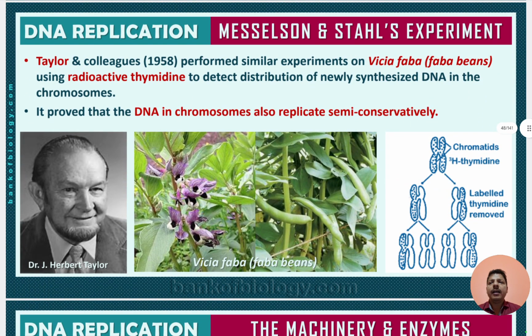Then Taylor and colleagues, in 1958, performed a similar experiment on Vicia faba, fava beans, in plants, using radioactive thymidine to detect the distribution of newly synthesized DNA in the chromosomes. It proved that the DNA in chromosomes also replicates semi-conservatively.